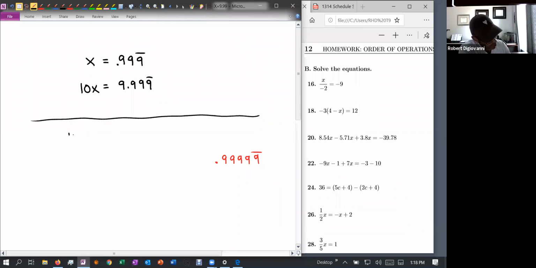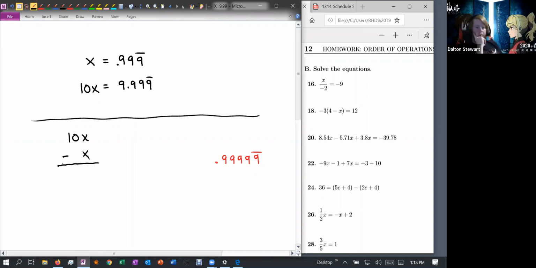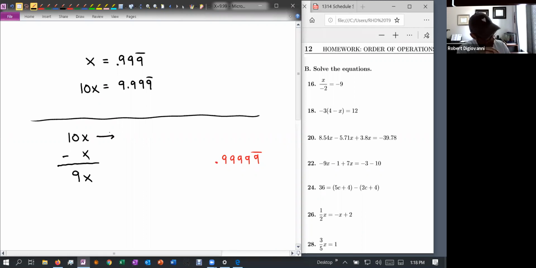If I ask you what 10x is, and you subtract from it x, tell me what you would get. In terms of x, if I have 10 x's and I take away an x, how many x's would you have? 9 x's, right? But what did we just say 10x was?